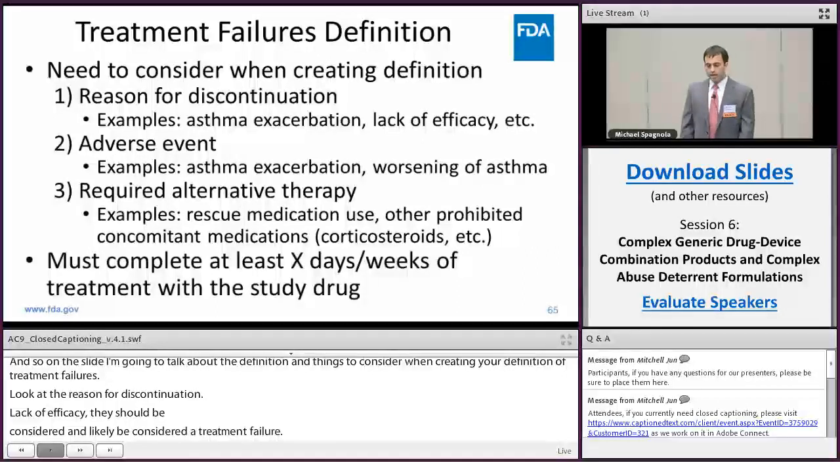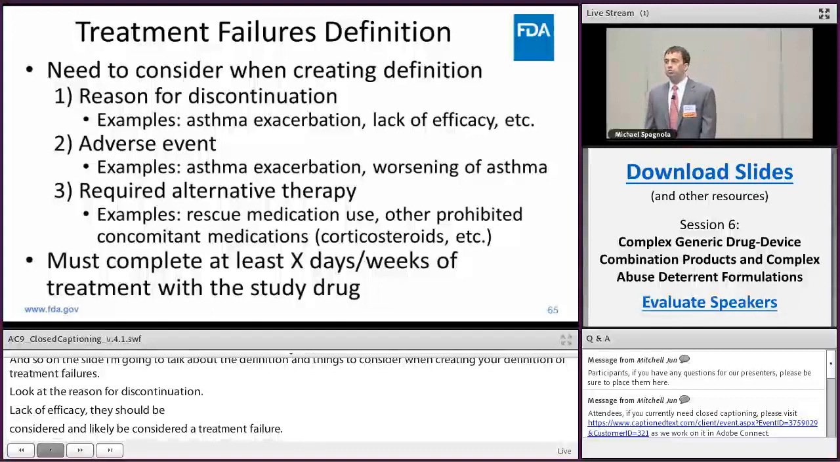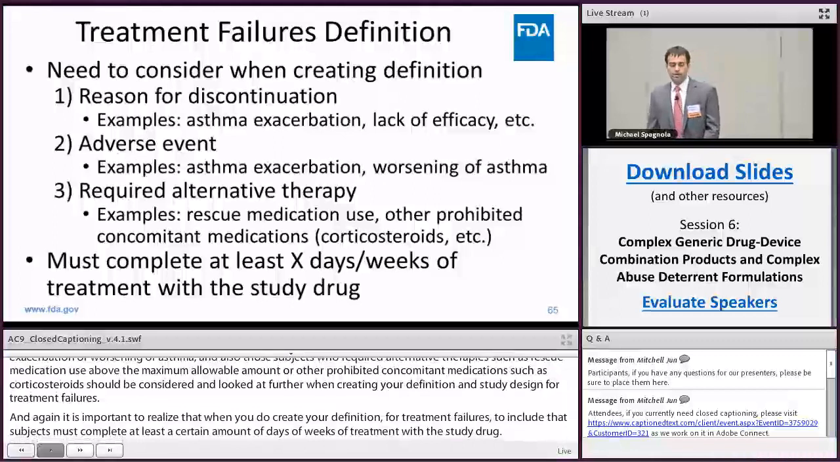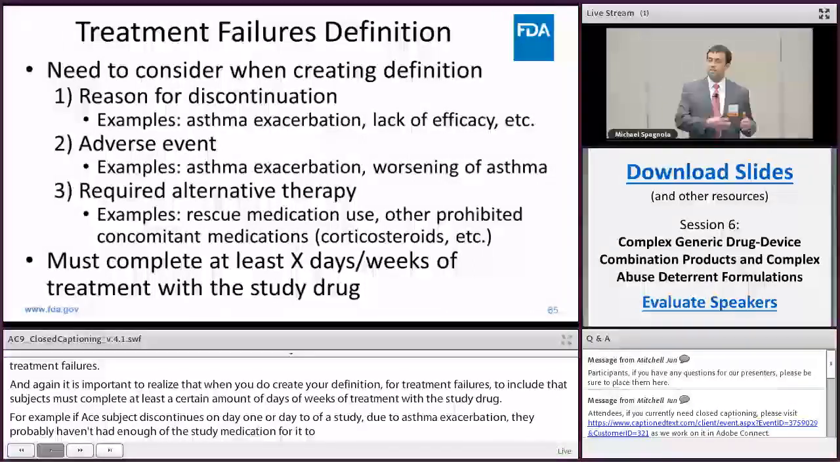And again, it's important to realize that when you do create your definition for treatment failures, to include that subjects must complete at least a certain number of days or weeks of treatment with the study drug. So for example, if a subject discontinues on day 1 or day 2 of a study due to asthma exacerbation, they probably haven't had enough of the study medication for it to take effect. And so including the requirement to complete at least a certain number of days of treatment with the study drug is needed to ensure that the effects of the study drug would be noted.